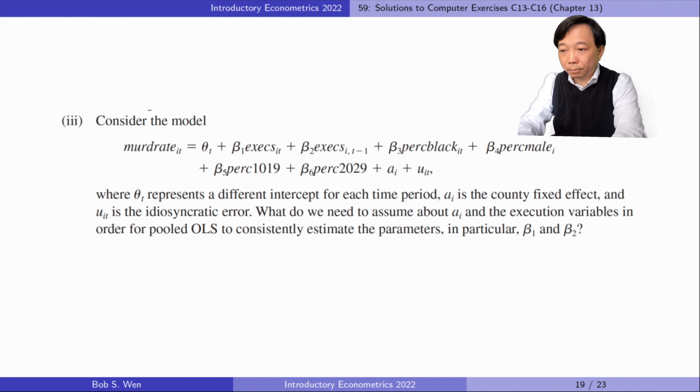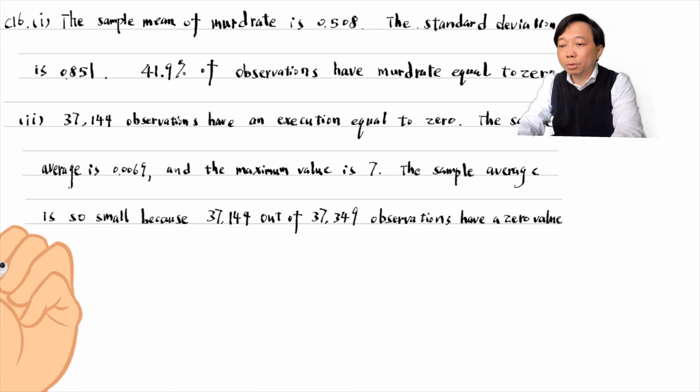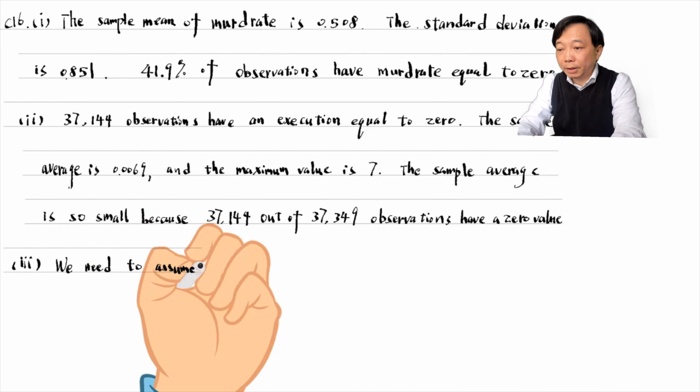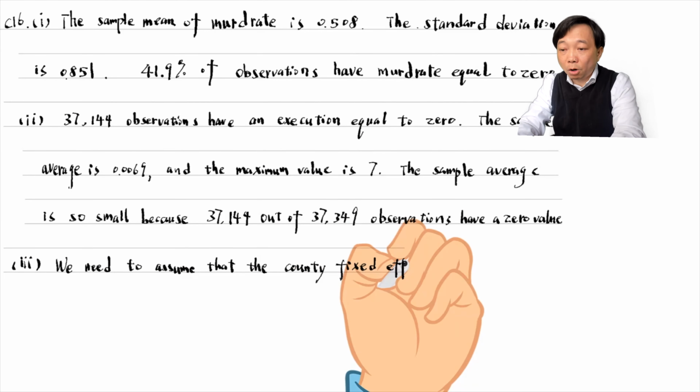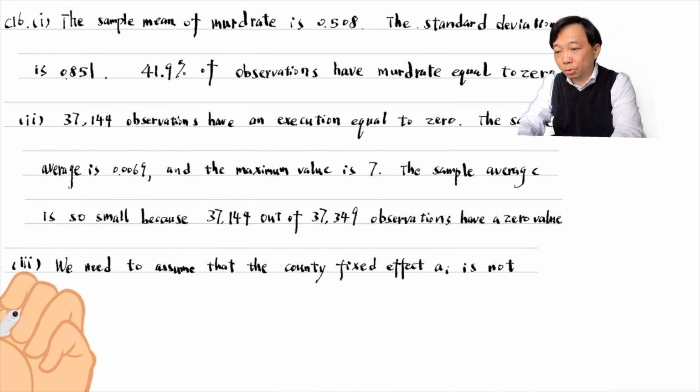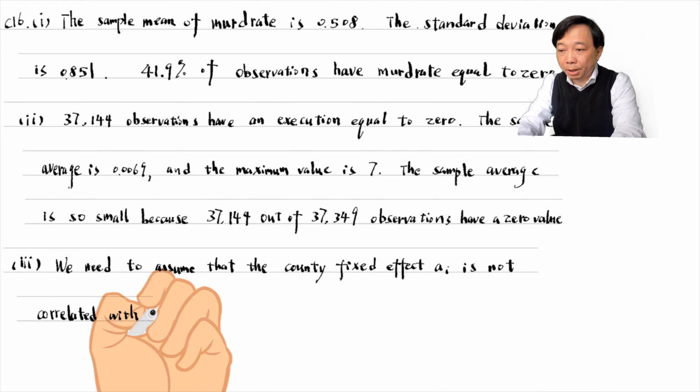In Part 3, we consider the model. What do we need to assume about the county fixed effects a_i and the execution variables in order for pooled OLS to consistently estimate the parameters? We need to assume that the county fixed effects a_i is not correlated with the execution variable for all time periods.